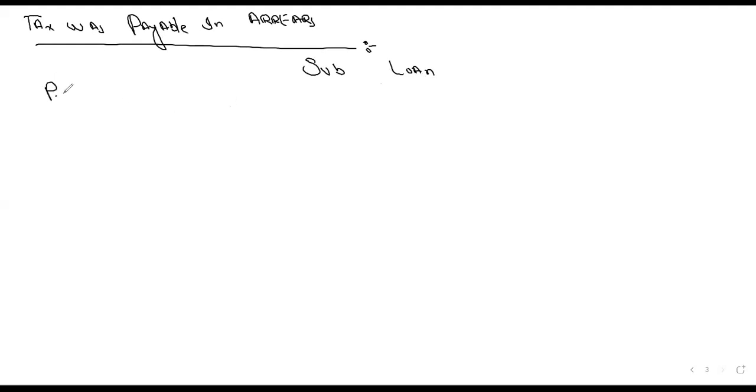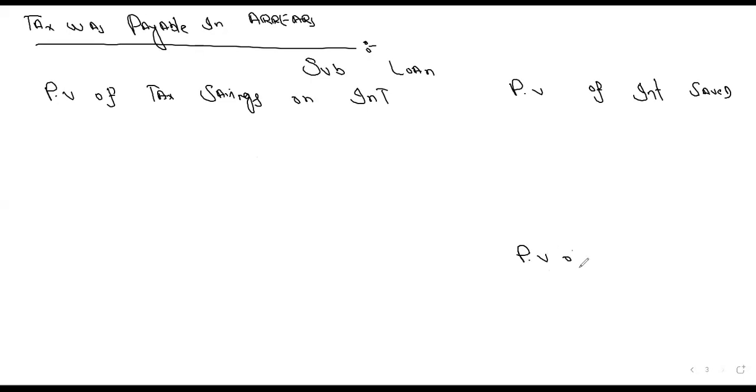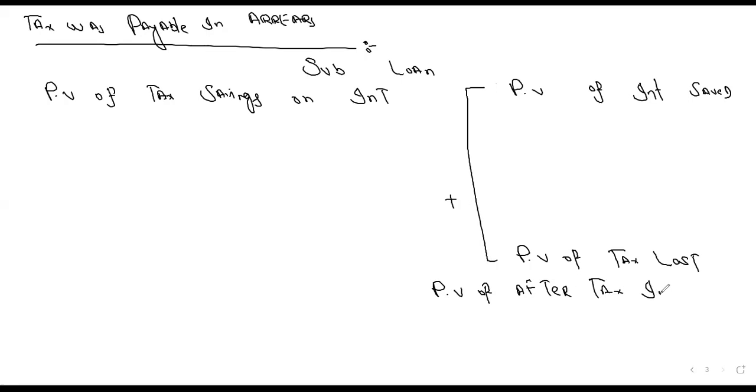the first calculation will be the same, present value of tax saving on interest. The other calculation will be present value of interest saved, and the third calculation will be present value of tax loss. But if the tax was payable in the same year, then these two steps will be performed together and we name them present value of after tax interest rate, which we are following in this given question. Understand?